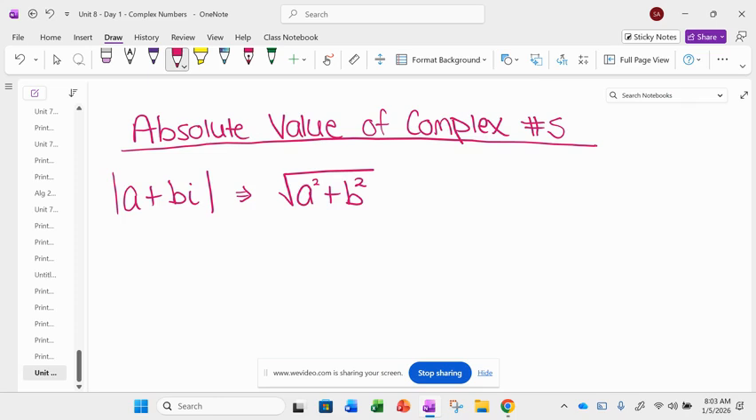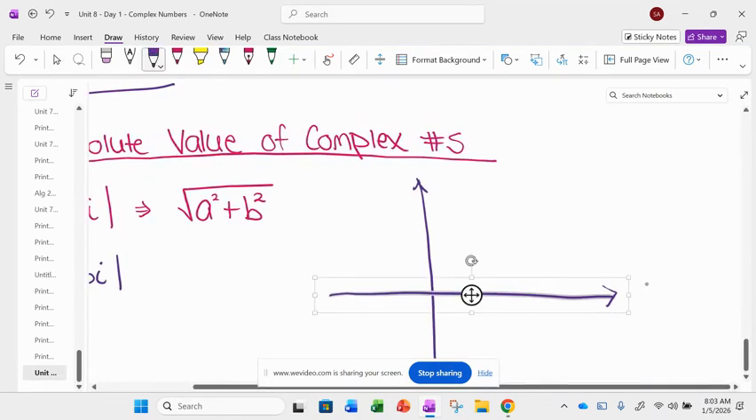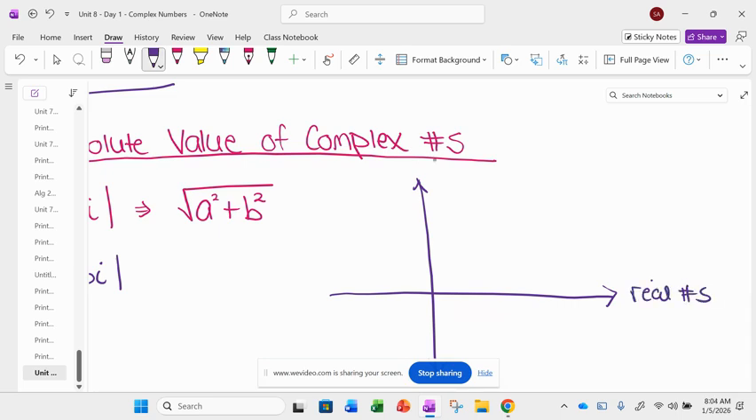So since absolute value is the distance a number is from 0, an example would be the absolute value of 2 plus 6i. We want to find the distance that number is from 0, but I can't be in a normal coordinate xy plane. We have to be in real versus imaginary. So here are my real numbers, and the vertical axis will be my imaginary numbers. And where they cross is still 0, 0.